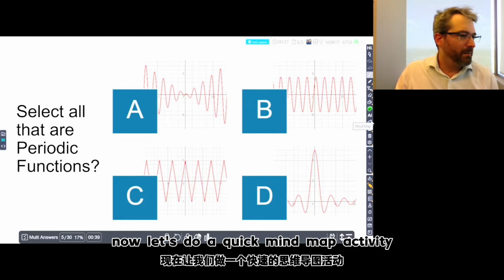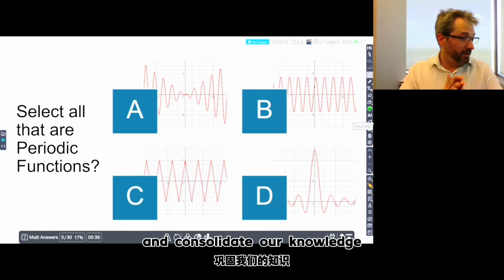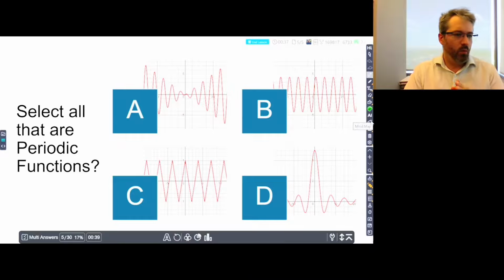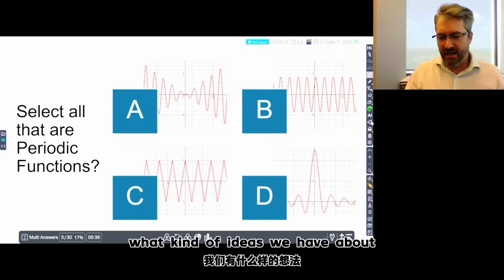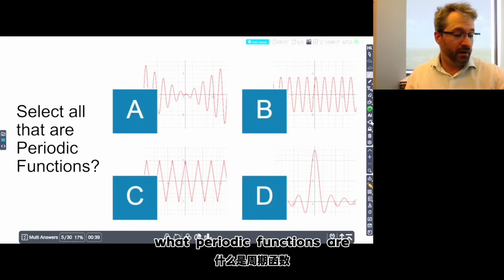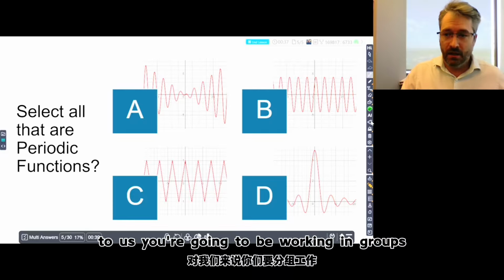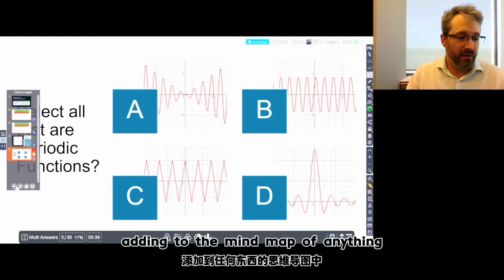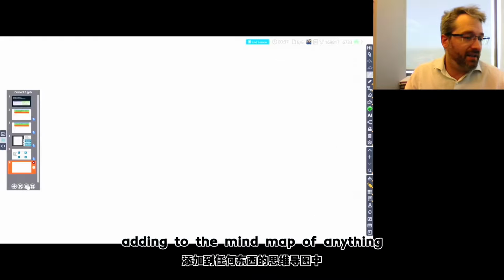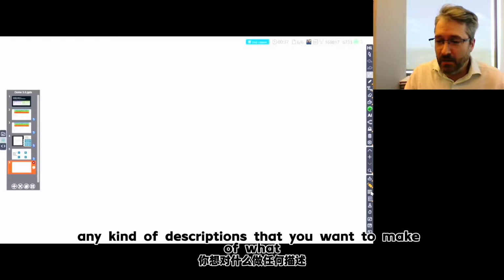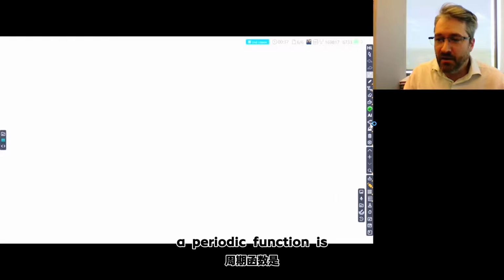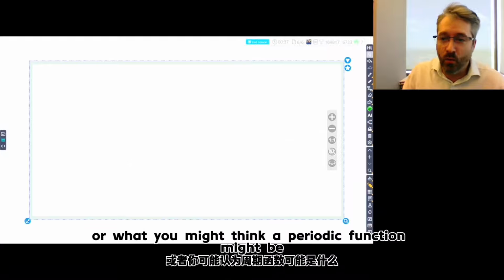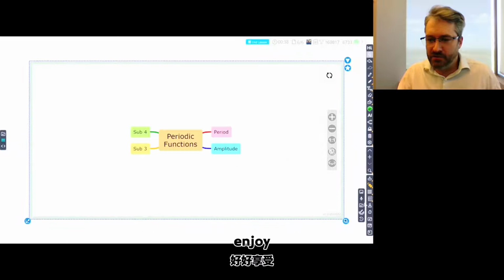Now let's do a quick mind map activity and consolidate our knowledge and see what kind of terms, what kind of ideas we have about what periodic functions are to us. You're going to be working in groups. You're just going to keep contributing, adding to the mind map of any kind of descriptions that you want to make of what a periodic function is, or what you might think a periodic function might be.